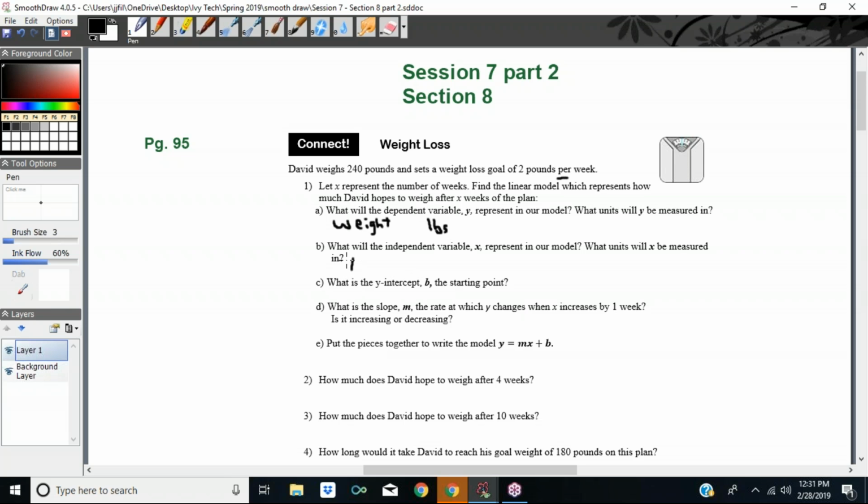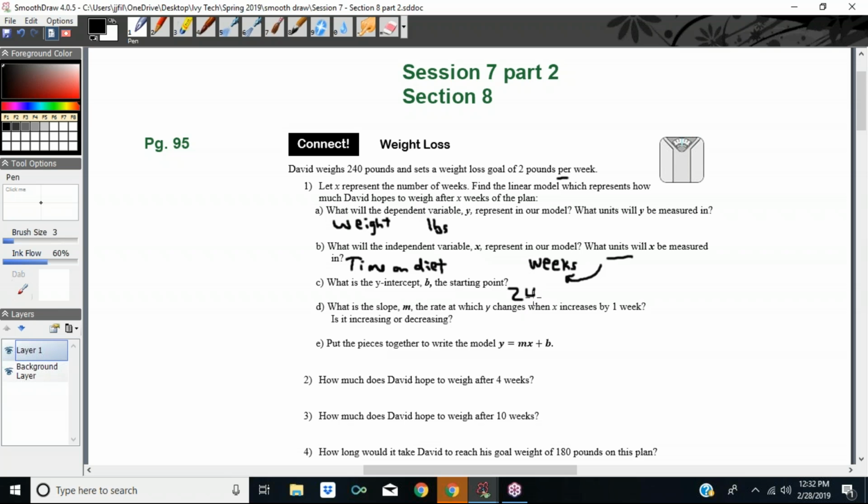What will the independent variable be? The independent variable is, well, the unit is weeks. But we want to be a little more general when we talk about what the independent variable actually is. The independent variable is the time on the diet. And it's represented in the units of weeks.